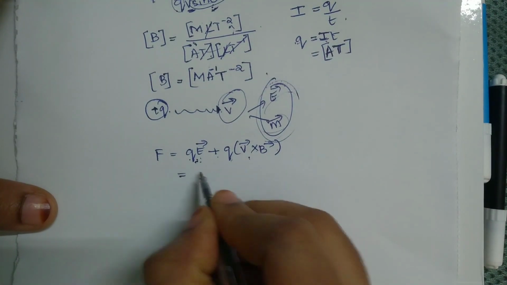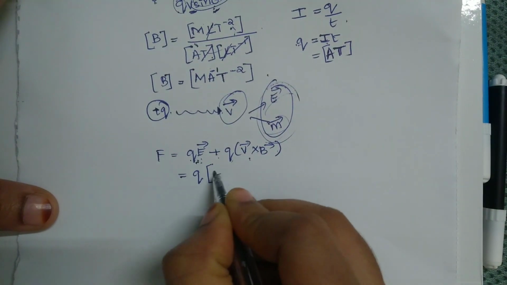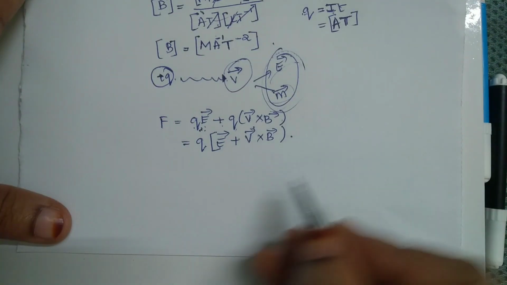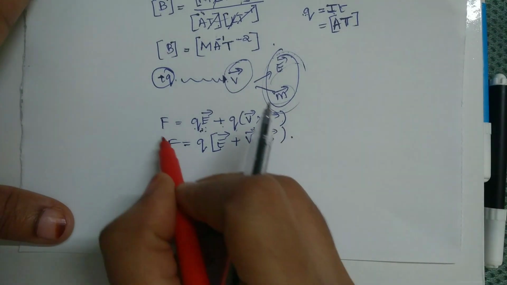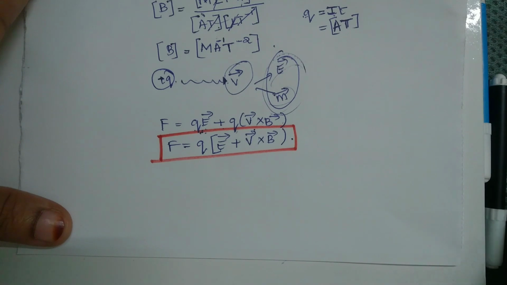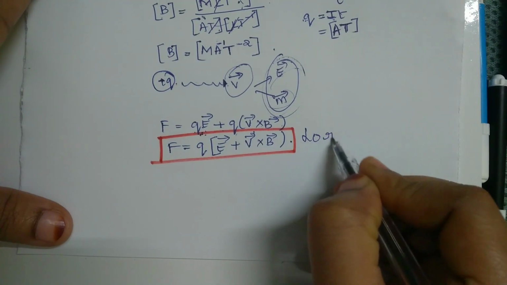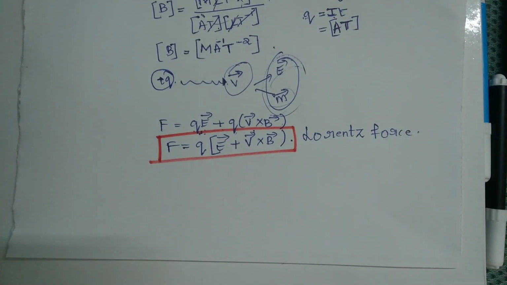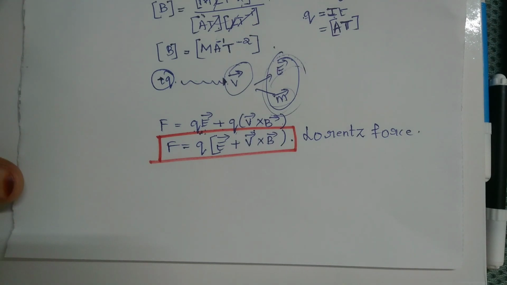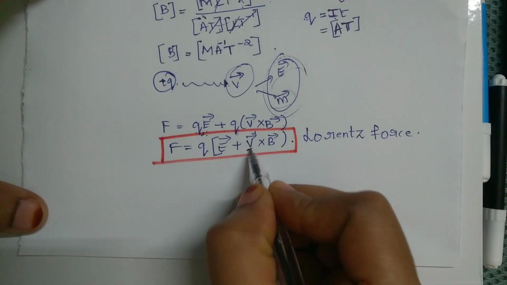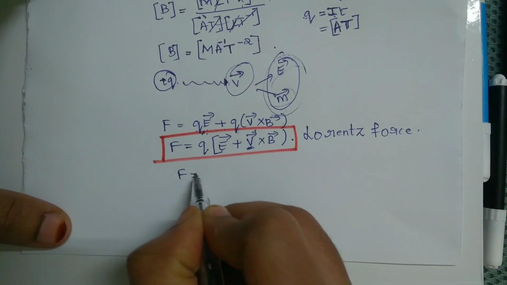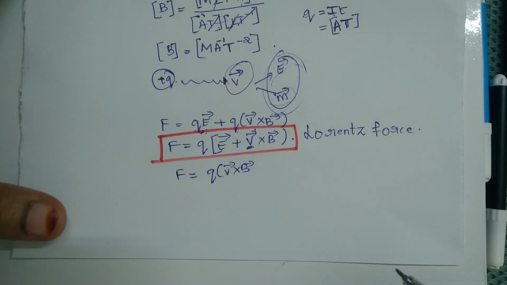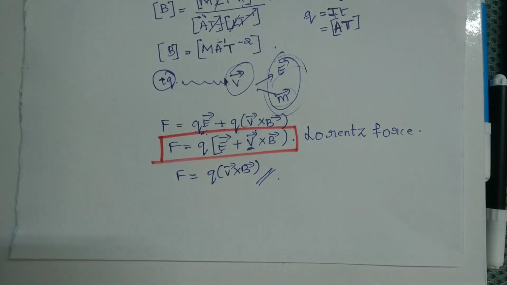So how can you write this? We can take Q common. Here we have E plus what is remaining, V cross B. So this particular equation is called the Lorentz force. If you want to find the Lorentz force only in the magnetic field, it will be F is equal to Q into V cross B. Hope you have understood what is Lorentz force.